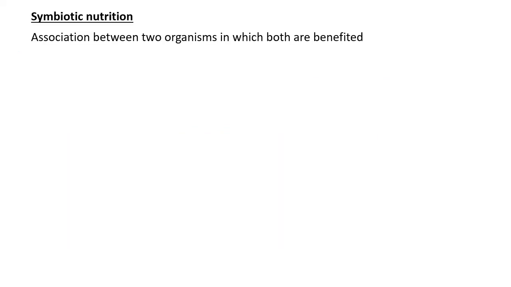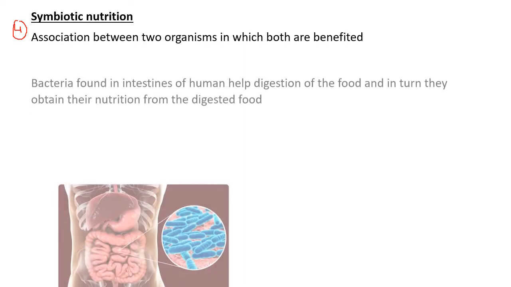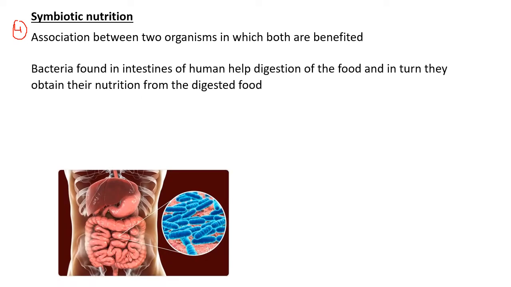Now, the fourth type of nutrition is symbiotic nutrition. Here also two organisms are involved, but in this case, both are getting benefited. Both are helping each other in this way or that way. Let us take some examples. For example, A, bacteria found in the intestine of humans help us in digestion of food. In turn, they obtain their nutrition from the digested food.